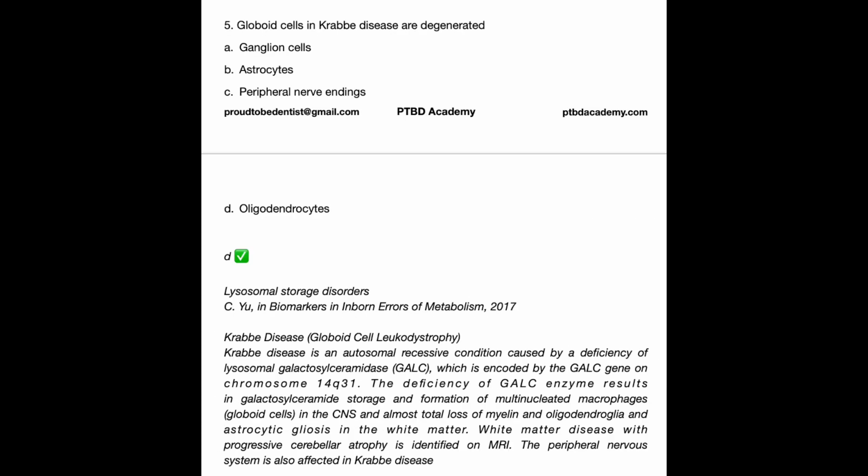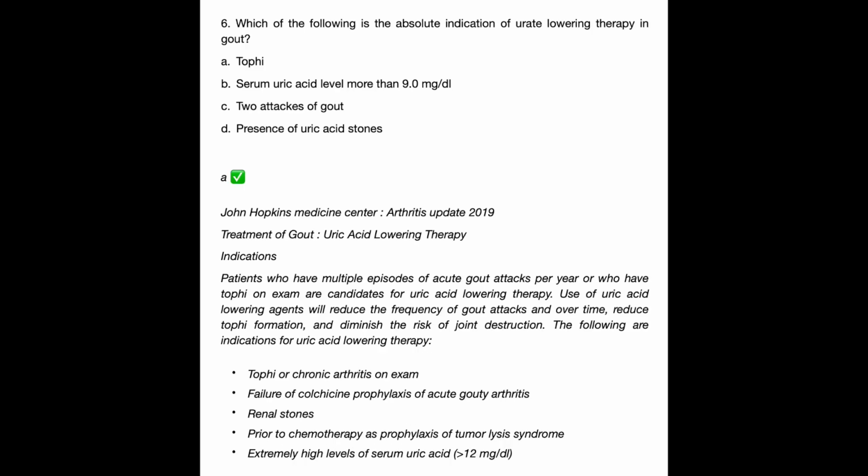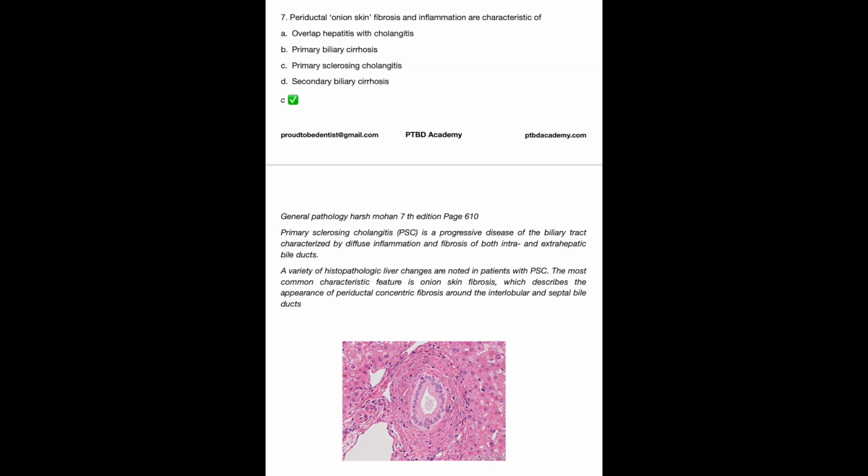Fifth question, globoid cells in Krabbe disease are degenerated: ganglion cells, astrocytes, peripheral nerve endings, oligodendrocytes. Option D seems to be more appropriate. However, in some of the literature, it's clearly mentioned that these globoid cells are actually derived from either microglia or infiltrating peripheral macrophages, so just keep this additional information in mind. Sixth question, which of the following is the absolute indication of urate lowering therapy in gout? You can find some literature where option A, tophi, is the right answer among the given options. Just make sure that you are familiar with these indications related to treatment of gout.